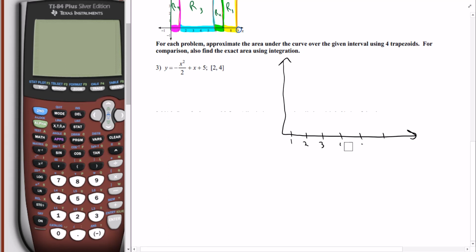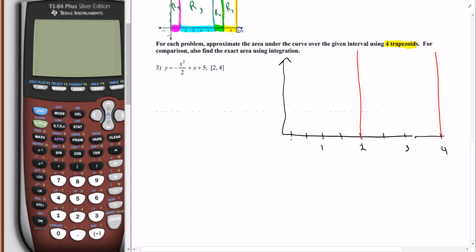Actually, let me just make this bigger. I need to be stingy with space on this. And then the biggest thing here is we need to figure out how to divide this, right? With the tables up there, it was pretty obvious how to divide it, but this one we need to use 4 trapezoids, right? Which means I need to divide this space, going from 2 to 4, into 4 equal pieces, right?